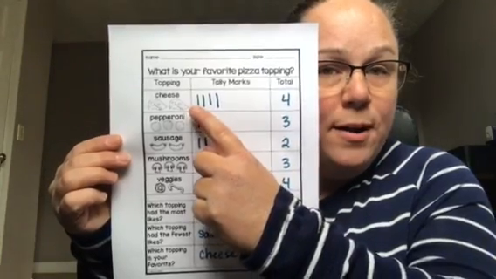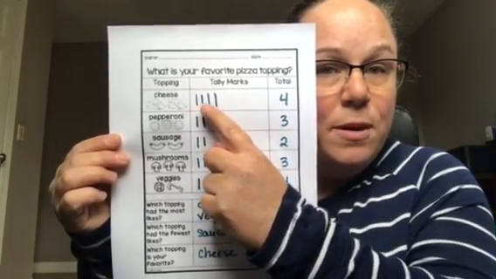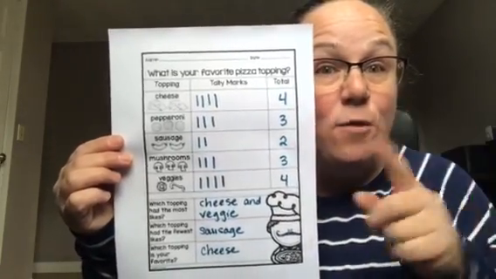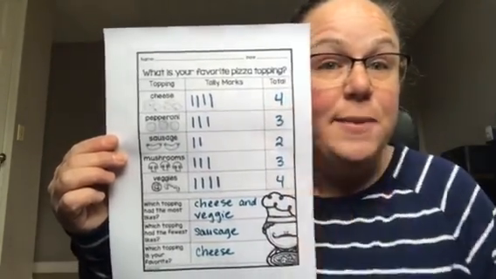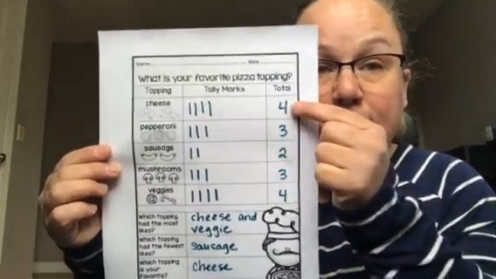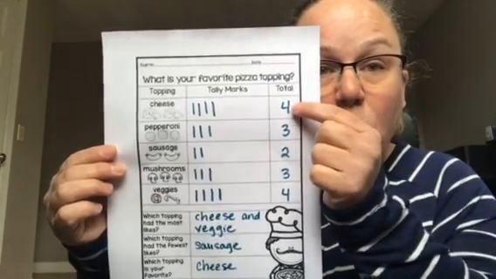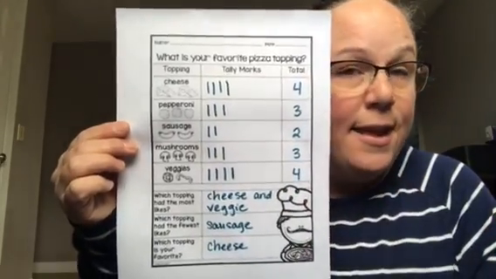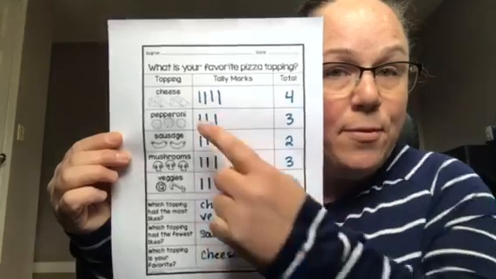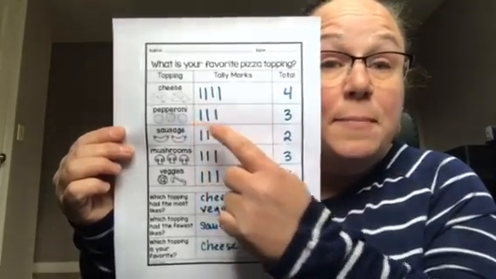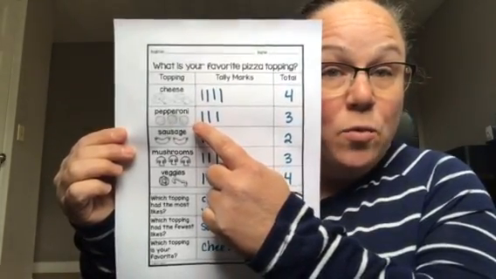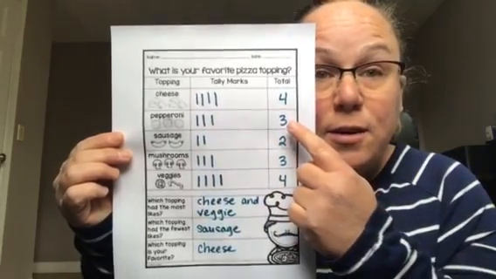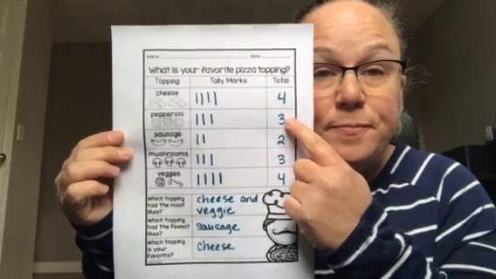There's 1 mark, 2 marks, 3 marks, 4 marks. So that means 4 people in my family of 4 like cheese pizza. So I put a 4 at the total column here. That's all the people. 4 marks, 4 total. Then I asked my family members who likes pepperoni. 3 people in my family like pepperoni. So 1, 2, 3 marks. 3 goes in my total column here.